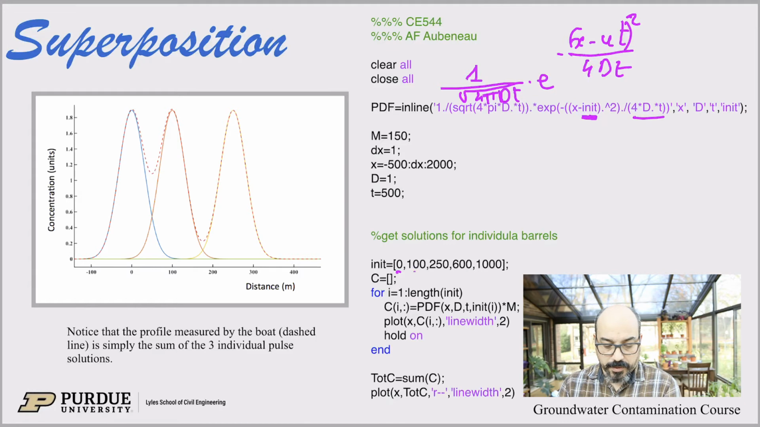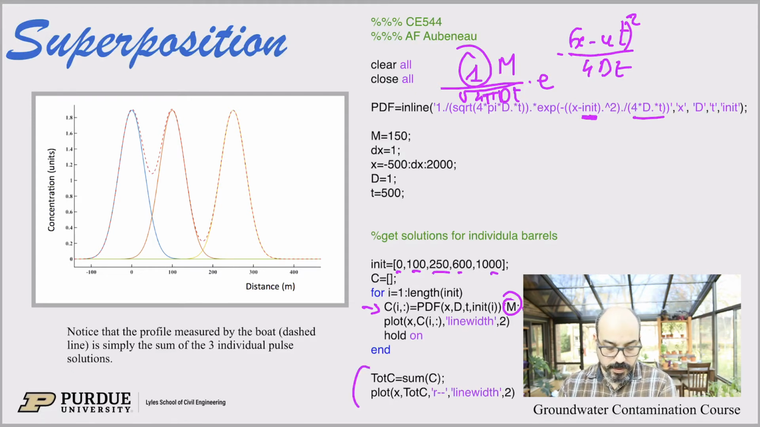If we start with barrels at 0, 100, and 250, which is what we have here on the left, well, here we have a couple more, but we don't see them in the view. And then you can calculate each individual barrel. So we're doing a for loop, right, for each barrel at 0, at 100, 250, etc. Find the individual solution. Notice how we multiply by m, because here we have 1 instead of m. So we need to multiply by m to get the proper solution for the barrel.